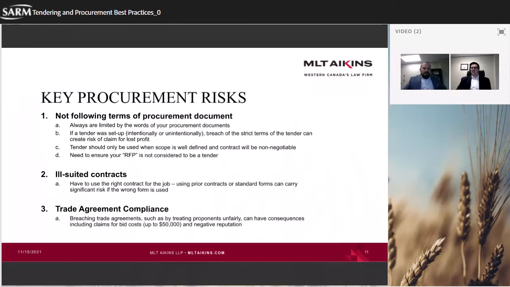And I guess now we're going to turn into key risks. So we've got the background here. What are the key risks that we see coming up time and time again? I'll turn this over to Robbie to hit some of them, and then we'll talk a little bit about what you can do in your contracts.